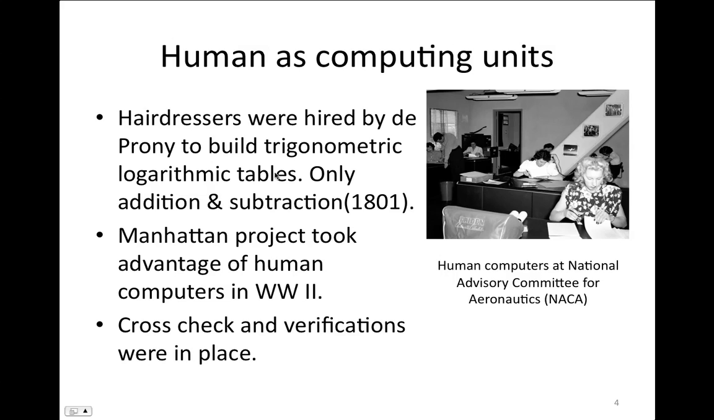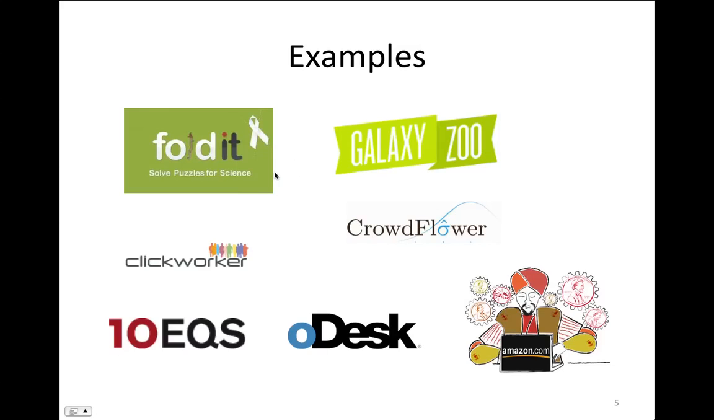And later they even set up more sophisticated human computation departments, like the one at the National Advisory Committee for Aeronautics, where they had people whose job was to do the calculations, and with cross-checks they could get results.